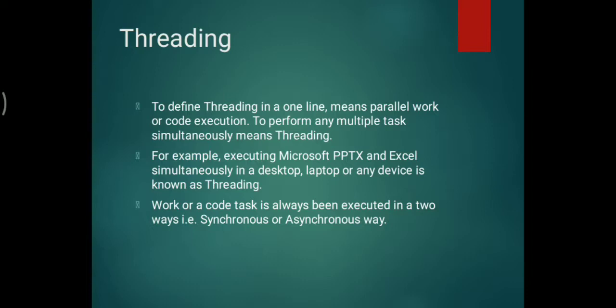On our mobile, we can play music in the background and at the same time use WhatsApp or Instagram. It's also multiple works executing at the same time. These are the examples of threading. Threading means parallel work or code execution. It performs multiple tasks simultaneously. This is very important. Okay, next.